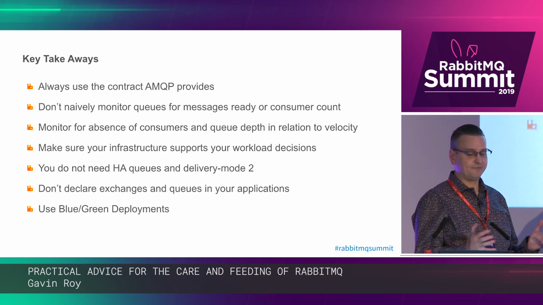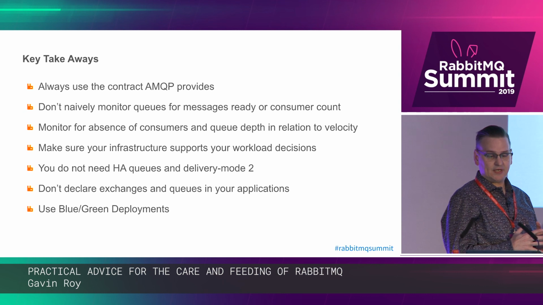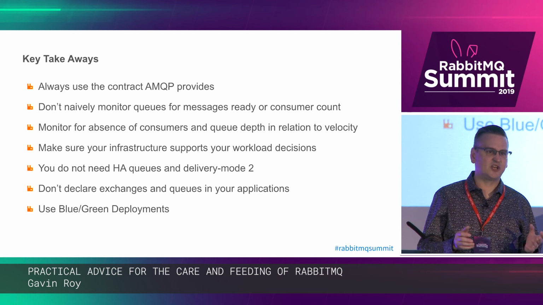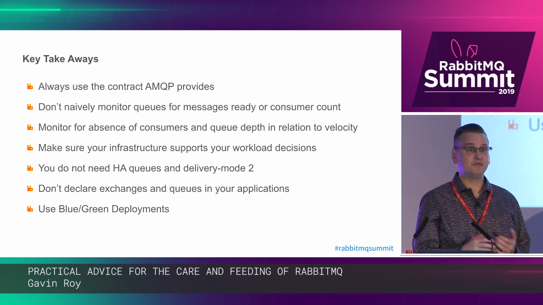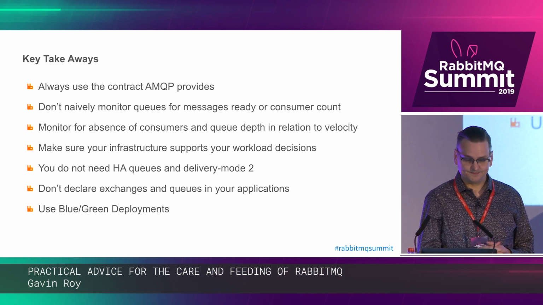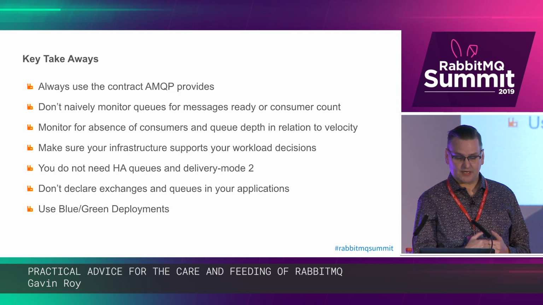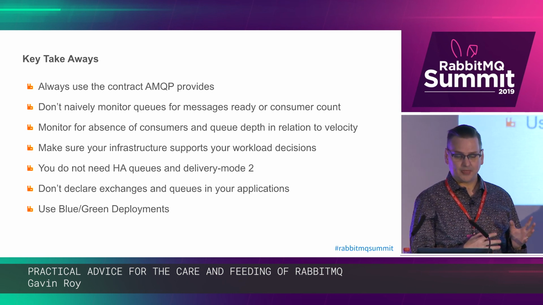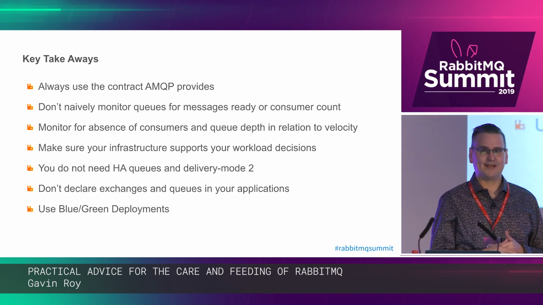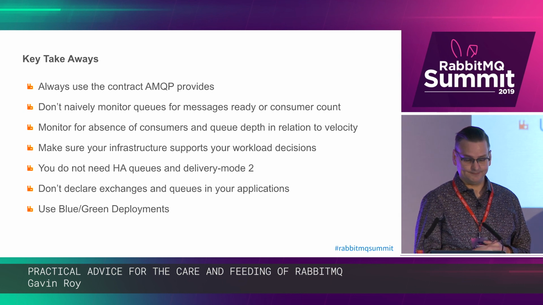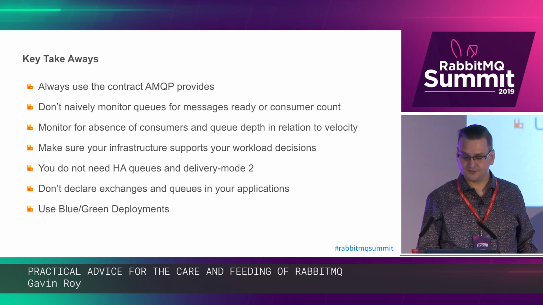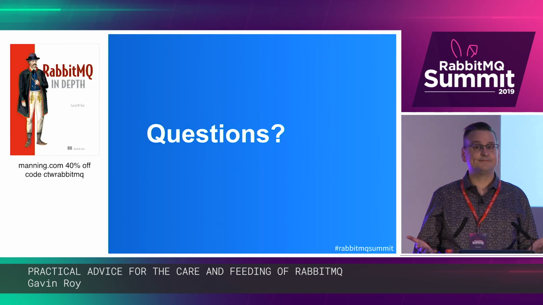Key takeaways that I have for this: always use the contract AMQP provides. That's the properties, the exchanges, bindings, routing keys. Don't naively monitor queues for messages ready or consumer counts. Monitor for the absence of consumers and queue depth in relation to velocity. Make sure your infrastructure supports your workload decisions. That's a really important one. And in most cases, you don't need delivery mode 2. Don't declare your exchanges and queues in your applications, and use blue-green deployments. Any questions?